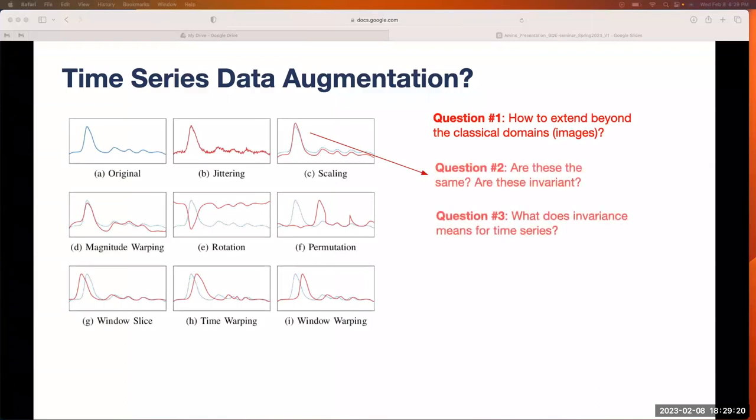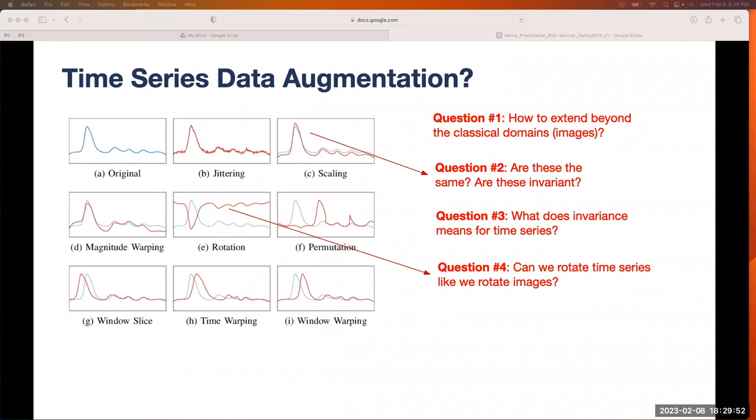Can you tell me if these two time series are the same? And in which sense are they invariant? What does invariance mean for time series? Can the topology or the shape of a time series be invariant? Can we even measure this invariance? Let's say this is a time series, and after applying a rotation, like what is commonly done in image recognition, is it still the same object or the same time series? A general framework for fundamentally understanding why data augmentation works in machine learning has not been addressed in the literature. And these are the fundamental questions we addressed in this paper.